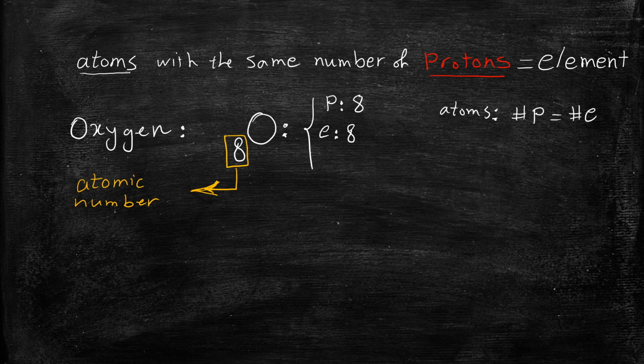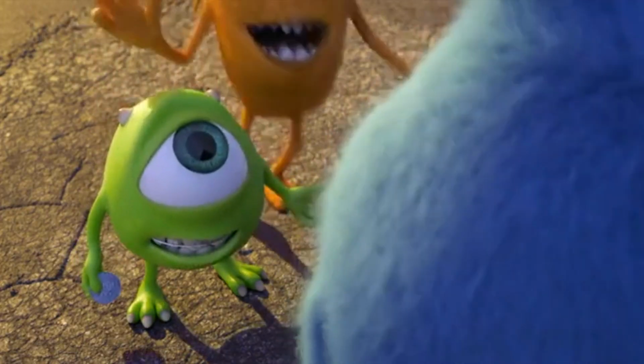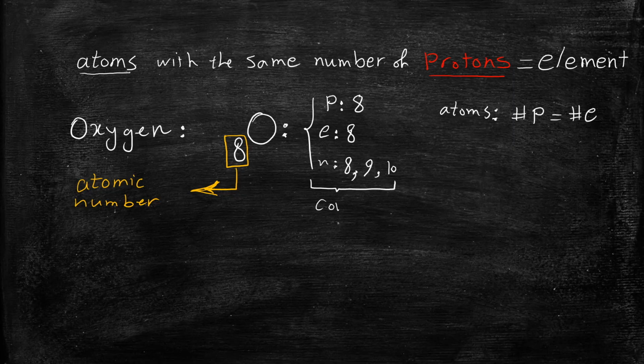How many neutrons does oxygen have? Different types of oxygen have different numbers of neutrons. Some oxygens have 8 neutrons. Some have 9. Some have 10. So these oxygens are sort of cousins with each other. Or, as scientists put it, they call them isotopes. That's the scientific name. Iso means the same.